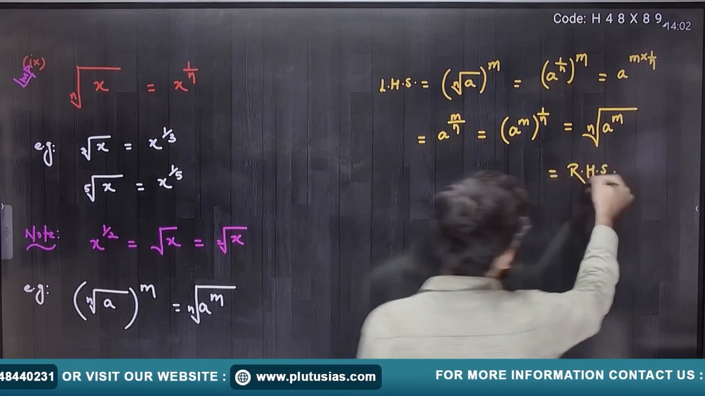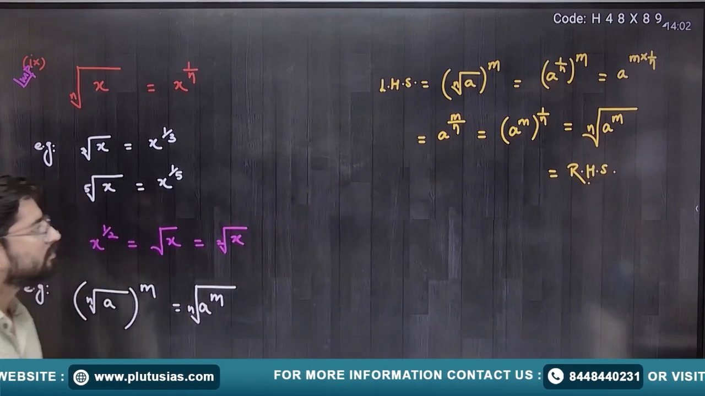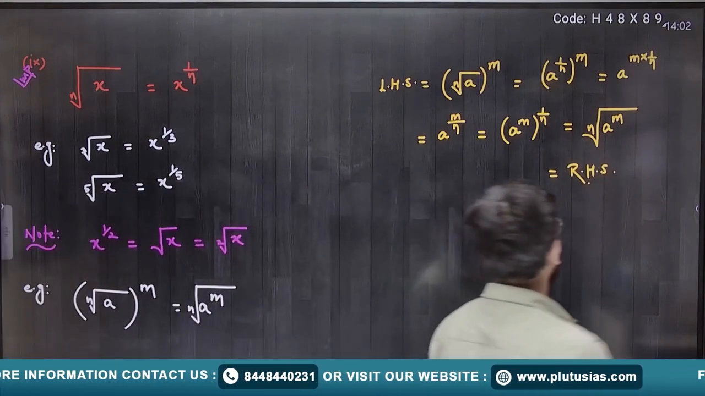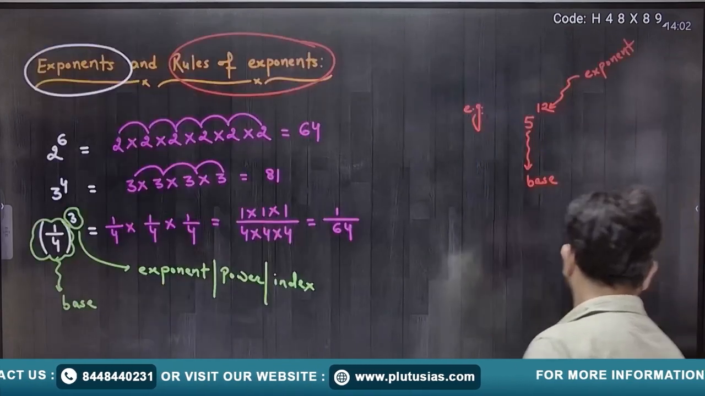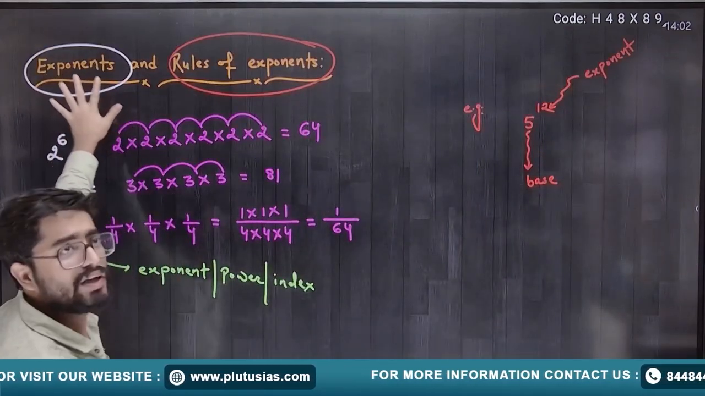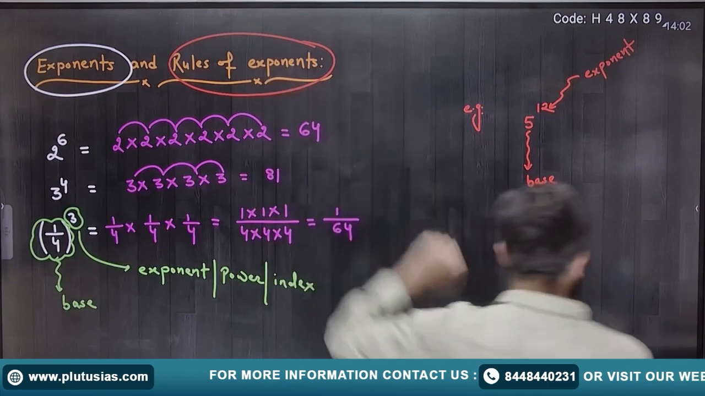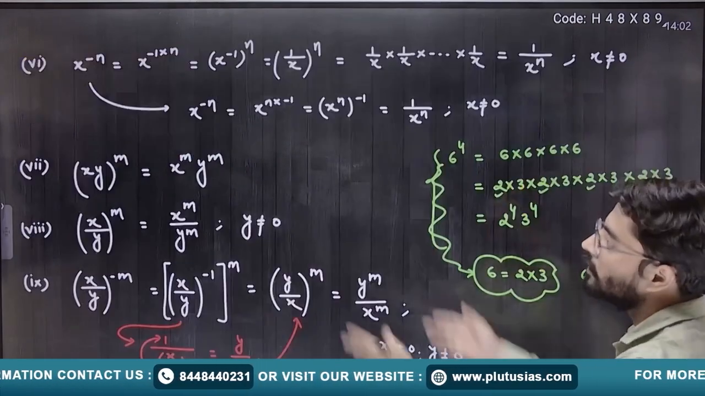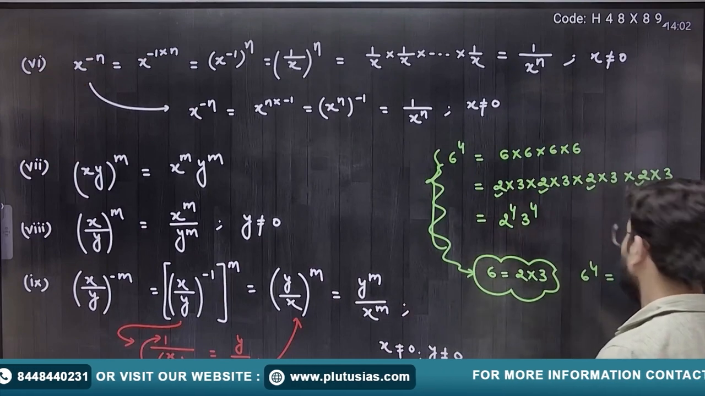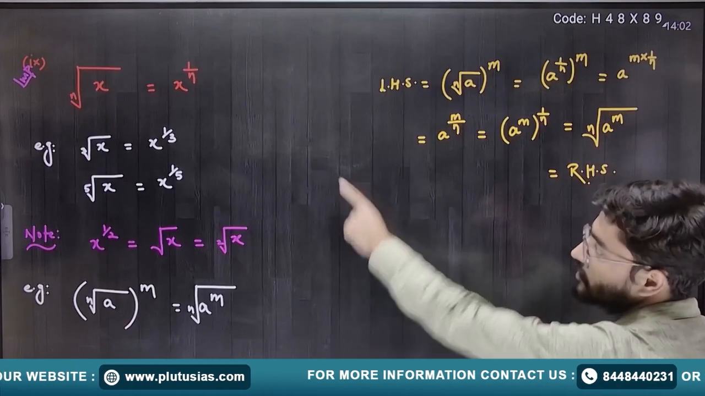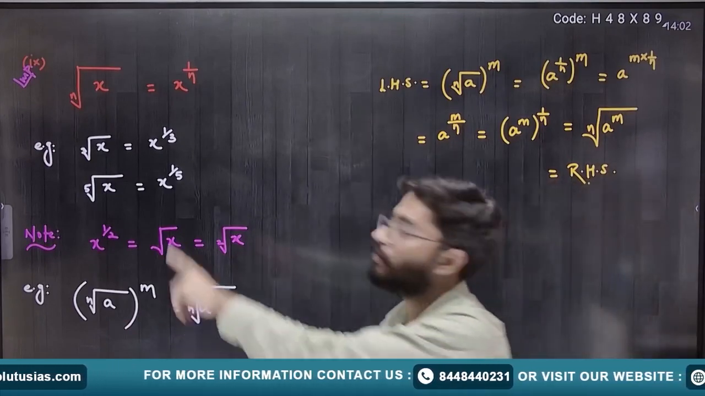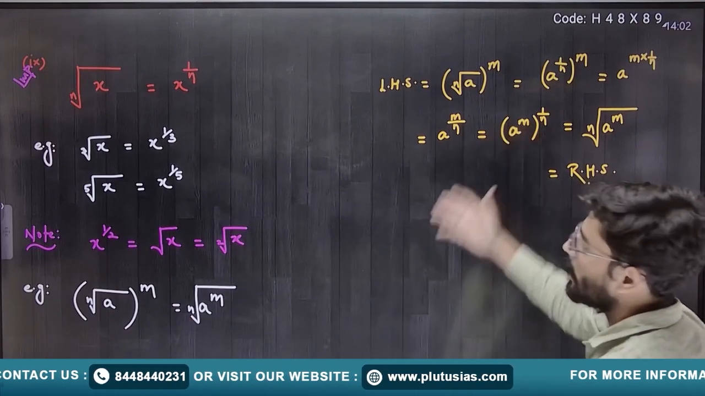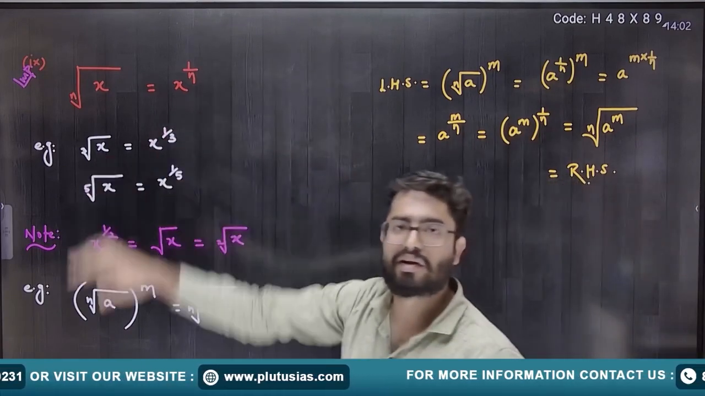Got it, so that's the important thing. You can define many more properties using that. I hope now things are clear: what is the meaning of exponent, and what are the rules of exponents. Some important rules of exponents are here, got it, and this one is very important: the nth root of x is x power 1 by n. You can define many more properties using these 9.